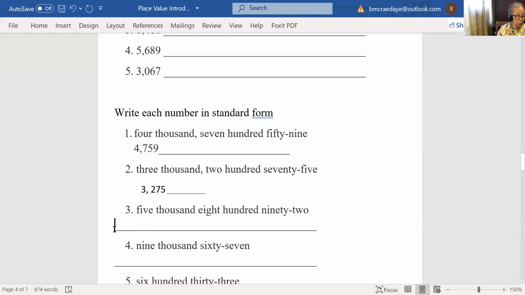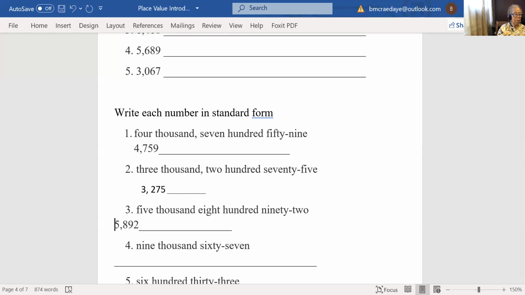Okay, the next number is 5,892. Okay, so let's just write that number, 5,000. So that would be 5,000. Okay, 800. So there we have our 892. Okay, so that's the way that number would look.